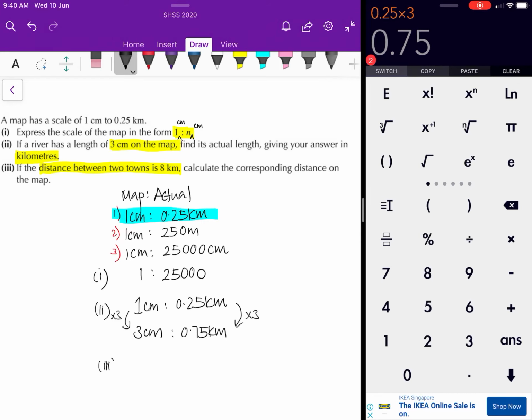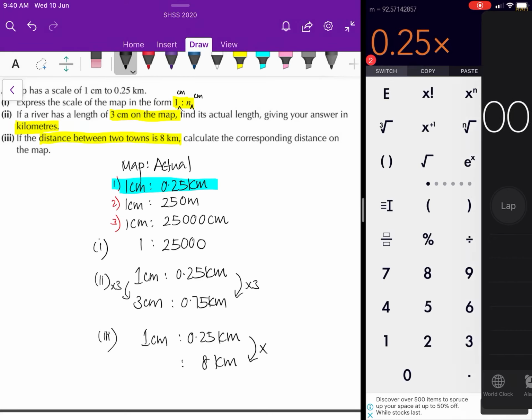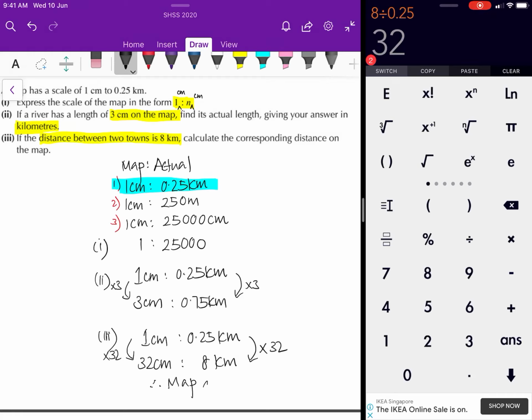Again, I will use number 1 because it's in kilometers. So 1 cm is to 0.25 kilometers. I want 8 kilometers. I need to know 0.25 multiplied by how much. So what am I going to do? I take 8 divided by 0.25. I get 32. So I know multiply by 32 will give me 8 kilometers. So on the left, I also multiply by 32. So it's 32 cm. Alright? So therefore, map distance is 32 cm.